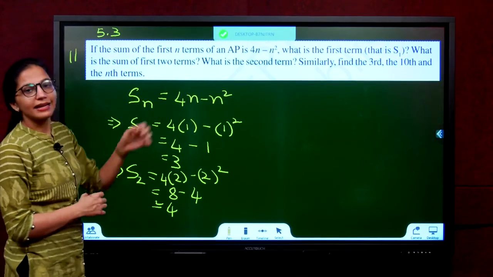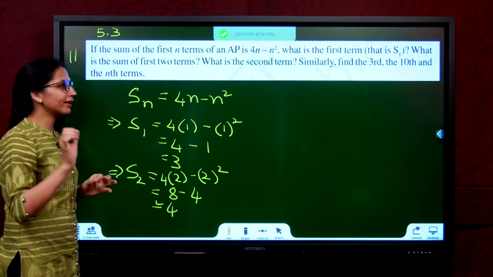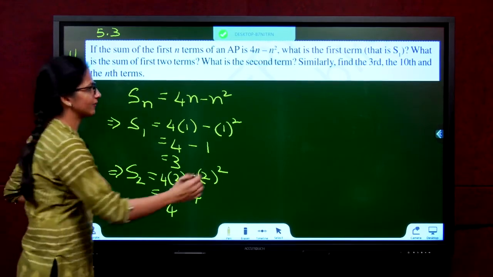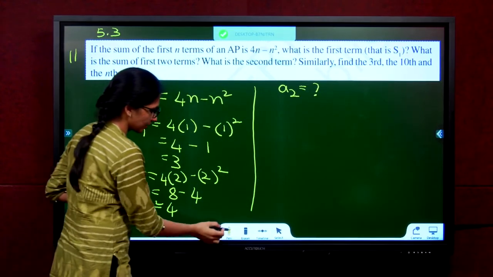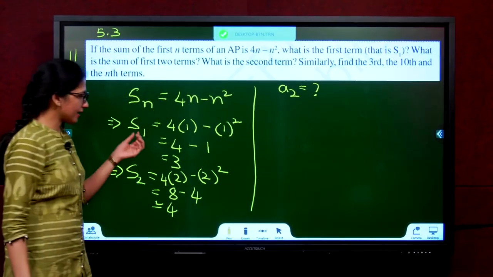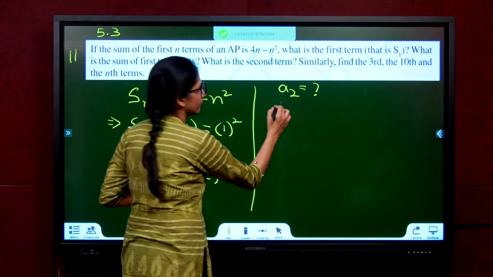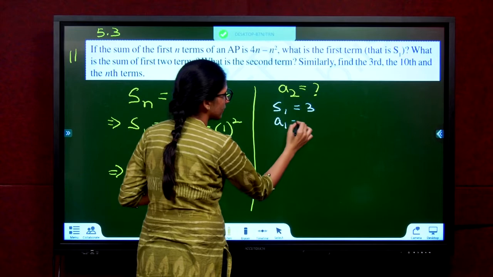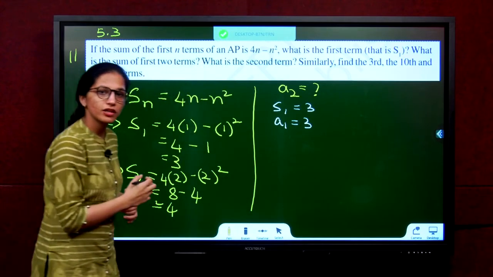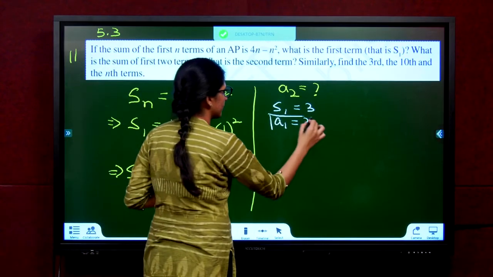Next, what is the second term? Be very careful. What is the second term? They are asking what is A2. How do we do this? See, S1 is 3. Can I say S1 is nothing but A1? So A1 is 3.